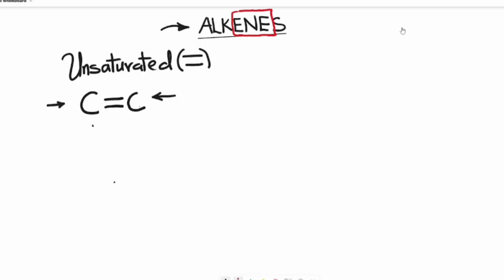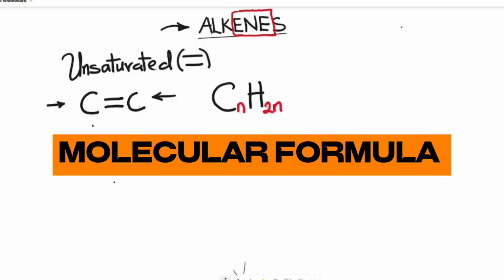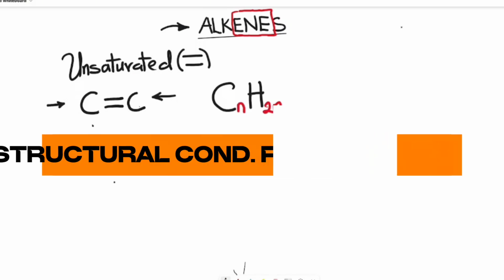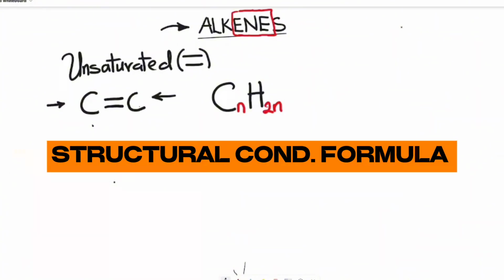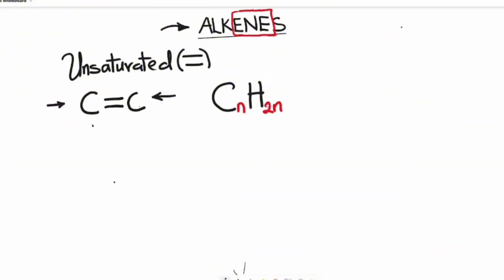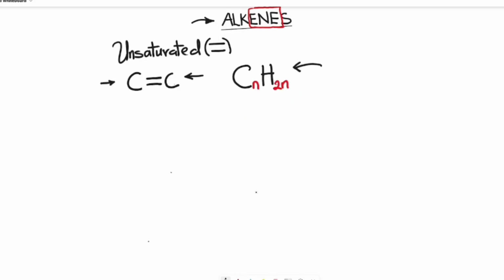And they have a general formula of CnH₂n. It means that if we're going to be naming the molecular formula, the structural formula, the condensed structural formula, and the open structural formula of the alkenes, this is the formula we're going to use to form all of them. Well, let's start by naming the homologues of the alkene family.